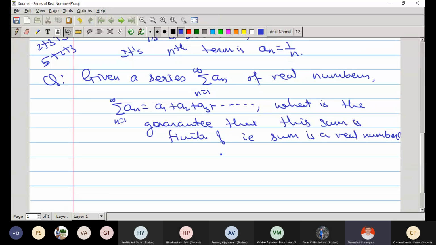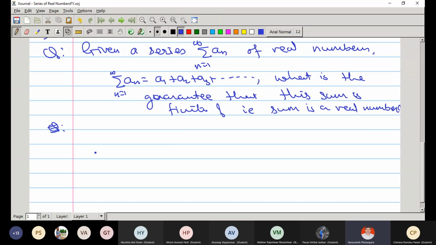What is the guarantee? If you are adding infinitely many numbers, is this sum finite? Right. So if the sum is finite, then only it makes sense. If the sum is infinite, then in general it is not of our use. If something is infinite, it is not in our control. So we are interested in checking whether the sum is finite, right?